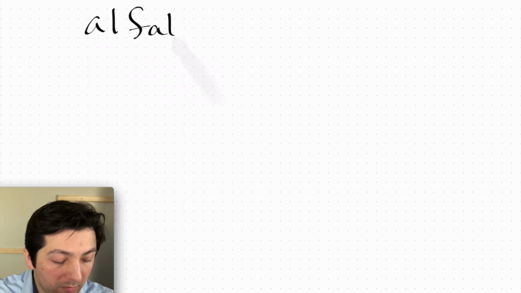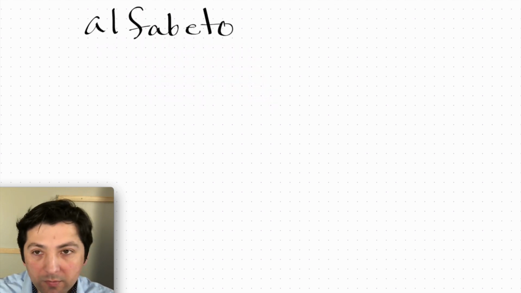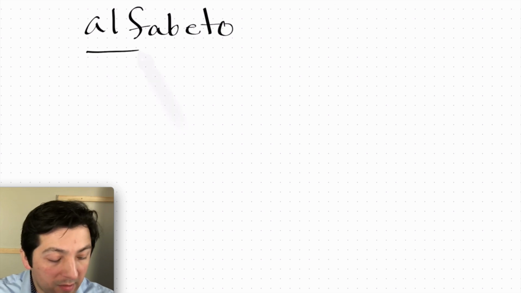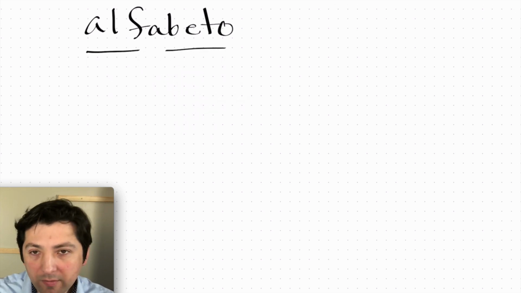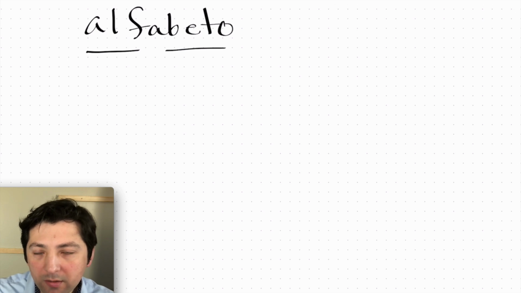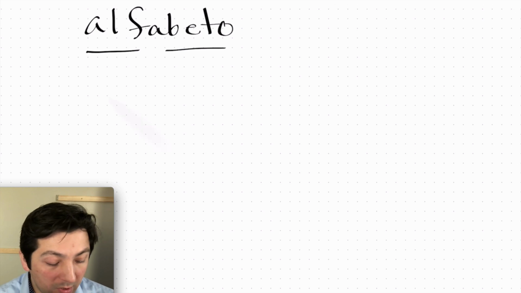It's the same thing. So alphabet will just be alfabeto. And this is just alpha. Think of alpha and beta, alfabeto, alfabeta. Right? Just the first two letters of Greek. And that's where this comes from.